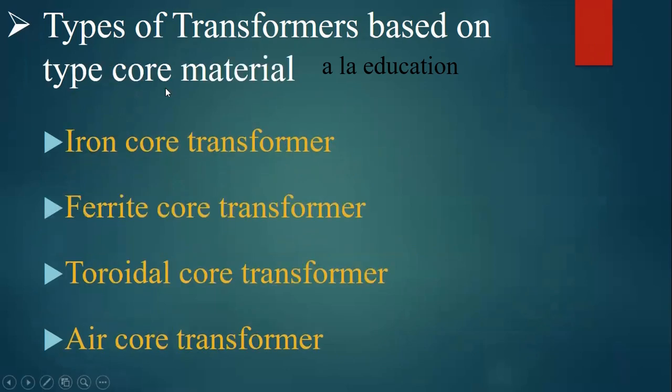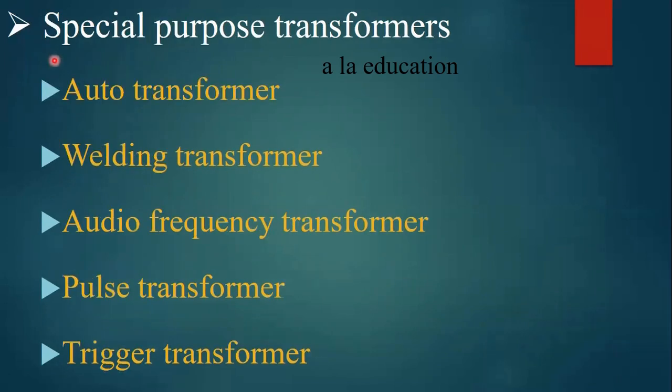Now you see types of transformers based on type of core material. We have basically 4 classification. That is iron core transformer, ferrite core transformer, toroidal core transformer, and air core transformer. Next, special purpose transformers. So here we have auto transformer, welding transformer, audio frequency transformer, pulse transformer, and finally trigger transformer. Let us see one by one in detail.